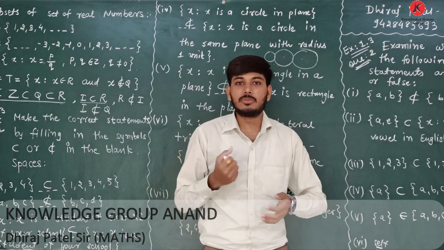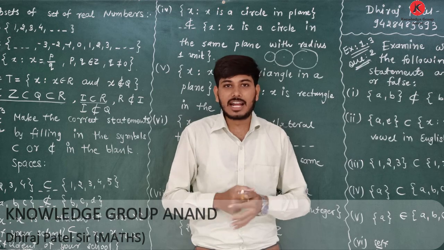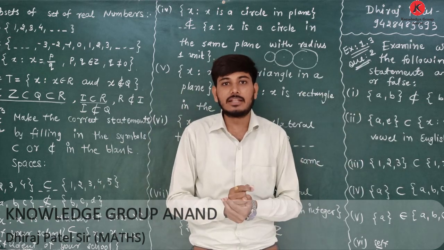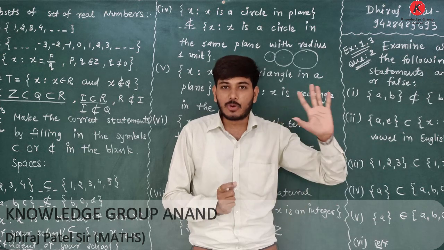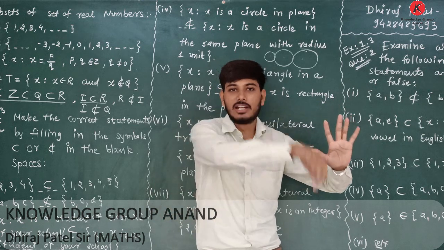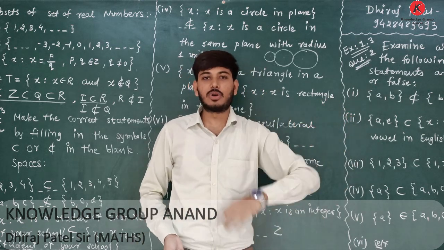Now, x is a triangle. Do all the triangles lie in the set of rectangles? No, it is not true. Therefore, we can say that it is not a subset. Clear? Now, {x such that x is an equilateral triangle in a plane}.